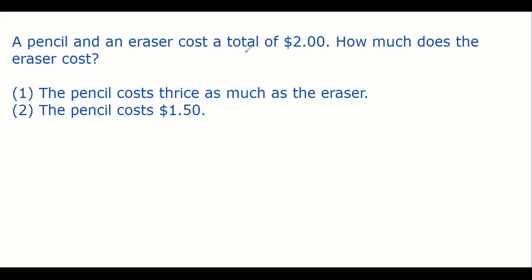We know the total cost, so we can sum. We can sum because we know total cost. We also know pencil is thrice as eraser, 3x plus x. We can find from one alone. Then pencil costs 1.5, so eraser costs half. We can subtract, sir. So easy. That's why either of one alone, two alone is sufficient.